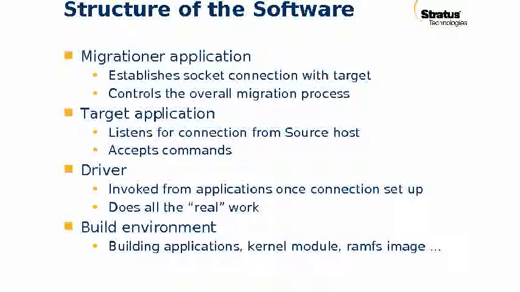The total line count of code is only maybe 10,000 lines, and most of that is in the kernel driver. There are two applications. What we call migrationer is the application that runs on the source host, and it establishes the socket connection with the target side, with the destination, and it controls the overall process and sequences it. And then there's a target application that listens for this connection from the source host, and that's how we get our communication set up.